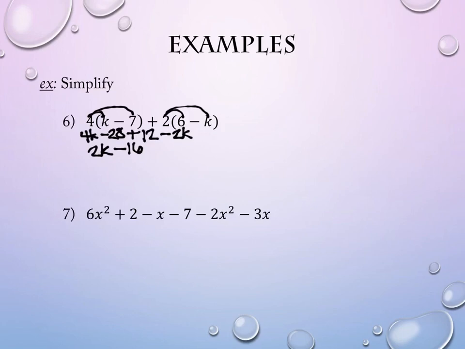All right, so when we get to that step, she's looking for like terms. So the 4K at the beginning and the negative 2K at the end would be like terms. Positive 4, negative 2 give me a positive 2K. And then the numbers in the middle are also like terms because they're constants, no variables attached to them at all. Negative 28, positive 12, we've already talked about integers, that would give us negative 16. Okay, thank you, Connor.